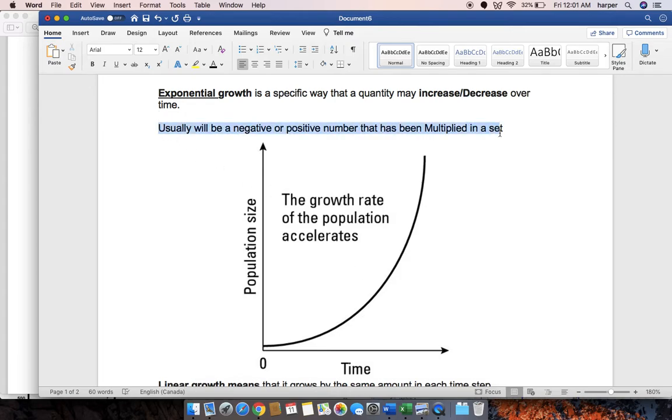Another key thing is that exponential growth will usually be a negative or positive number that has been multiplied in a set. I know that might sound weird right now, but we're going to get into a couple examples and hopefully that helps. If you notice that the difference between numbers in the pattern is multiplication and not just adding, then you're dealing with exponential growth. It's growing at a fast pace. I'll show you some examples, don't worry. I just want you to have these definitions in front of you when you do this worksheet.